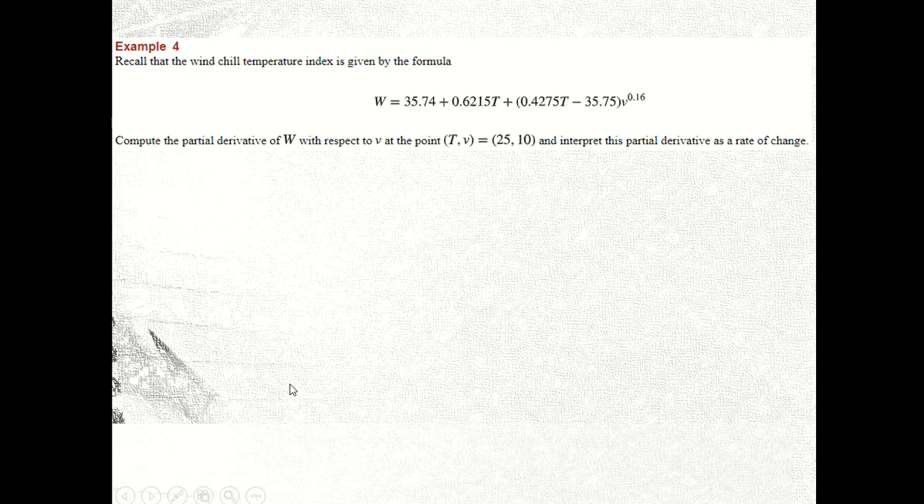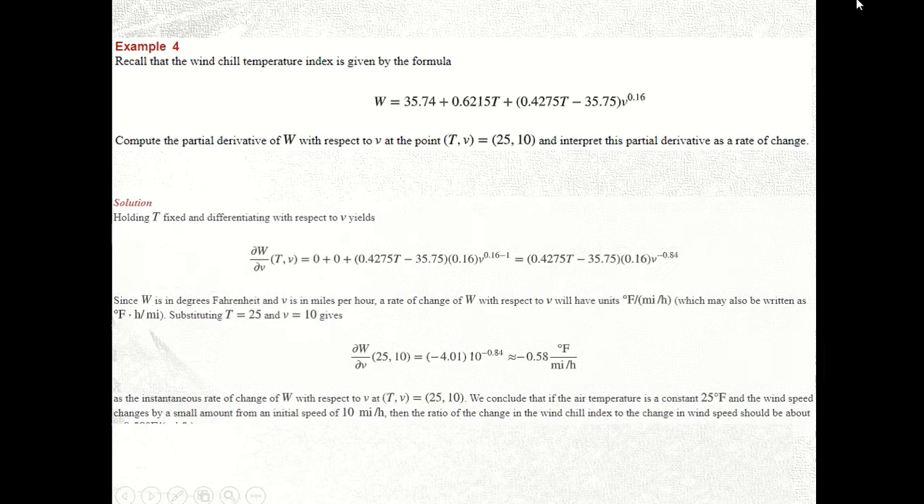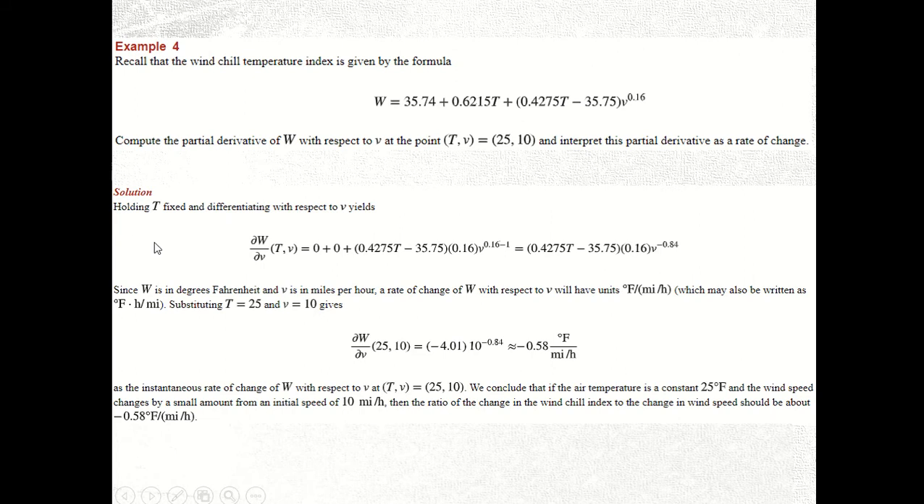So here's the problem again, and the solution. Since we're solving this problem using the partial derivative, this time we have to take the partial derivative of the given function. So we are going to hold T constant or fixed, and differentiate with respect to V. So the partial derivative of the given function W, the wind chill temperature index, with respect to V at this point with coordinates T and V.